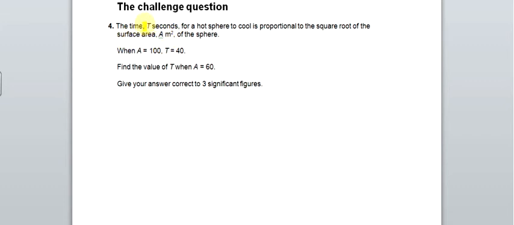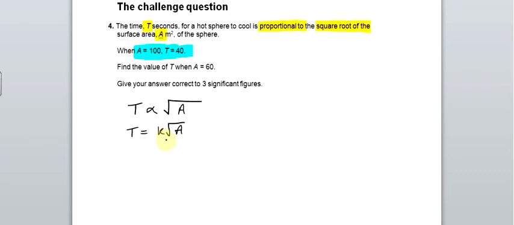So here we've got T, and it's proportional to, so there's no inverse, notice. So T is proportional to, and then we've got the square root of the surface area A. So T is proportional to the square root of A, which means that T equals some number times the square root of A. And sure enough, there's the pair of values, there they are.